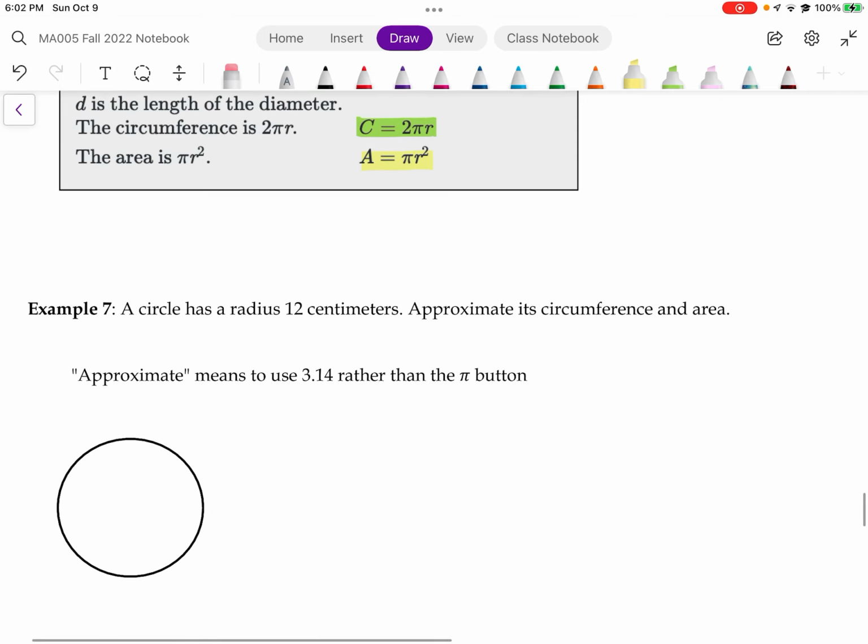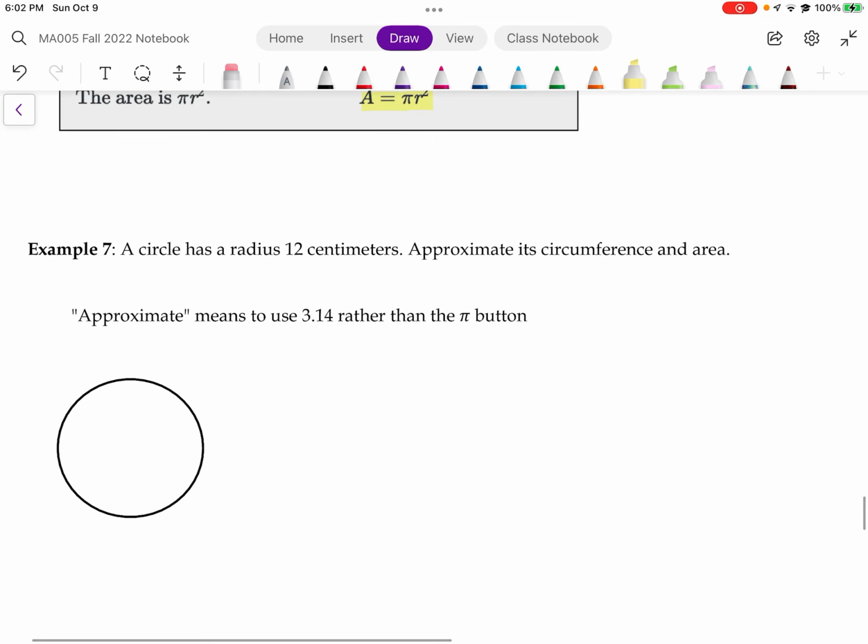All right, so example 7. A circle has a radius of 12 centimeters. Approximate its circumference and area. Now, when we say approximate, what that means is that they want you to use 3.14 instead of the pi button. Okay, so just use 3.14. I don't know why they do that, but I guess not everybody has a pi button available to them.